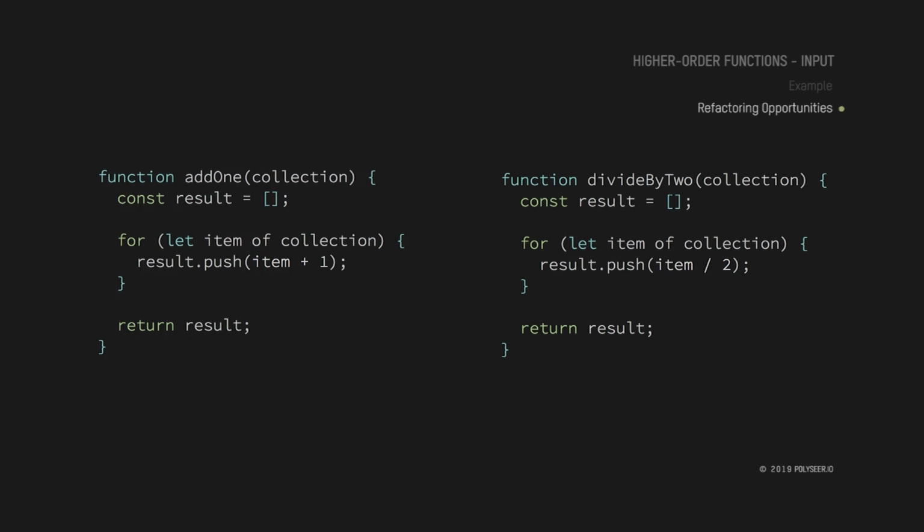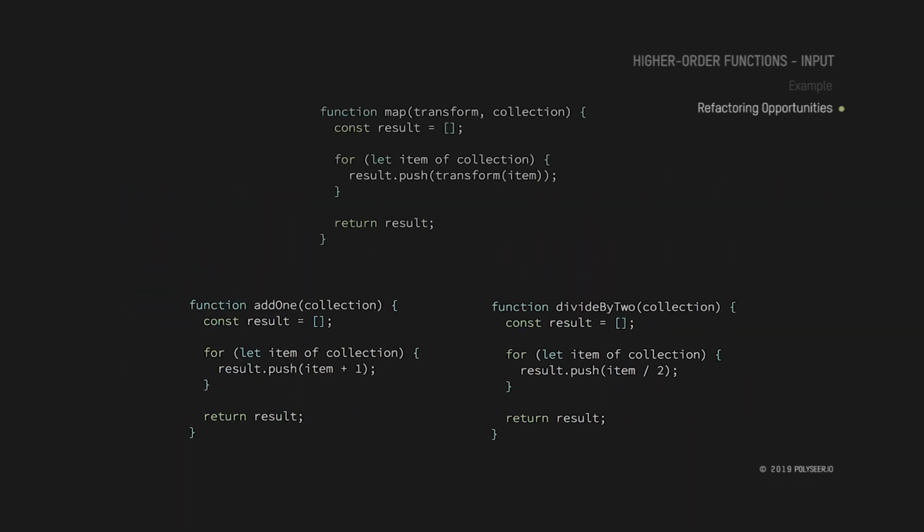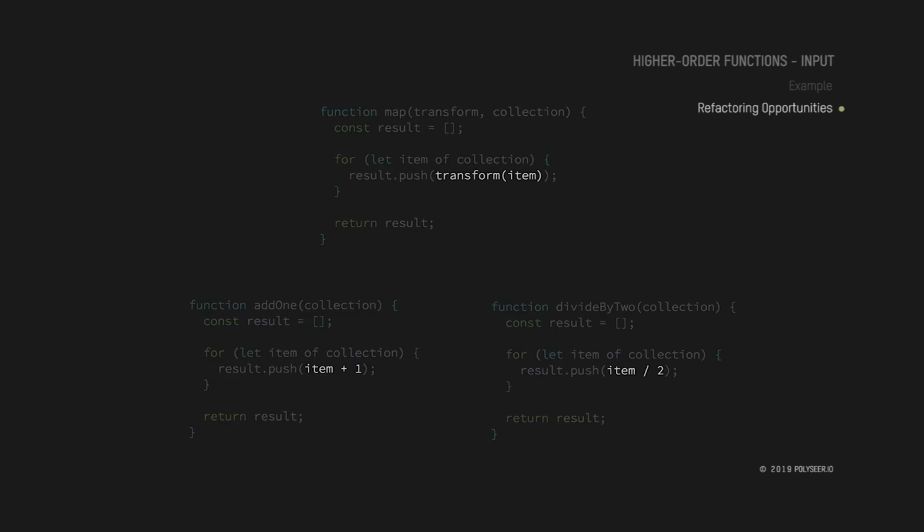What it means is, if you look at map here, and then look at that transformation, what map does is it lets the client pass in that transformational point. So now, instead of having to take care of add1 and divide by 2, you have one function map, and you'll find these opportunities throughout your code base.